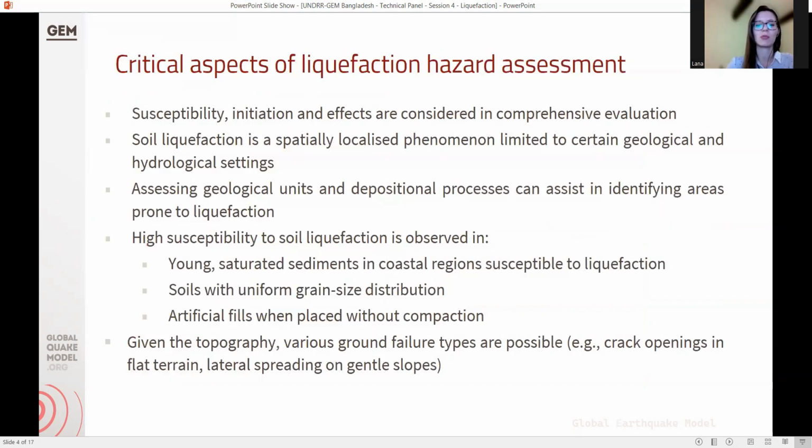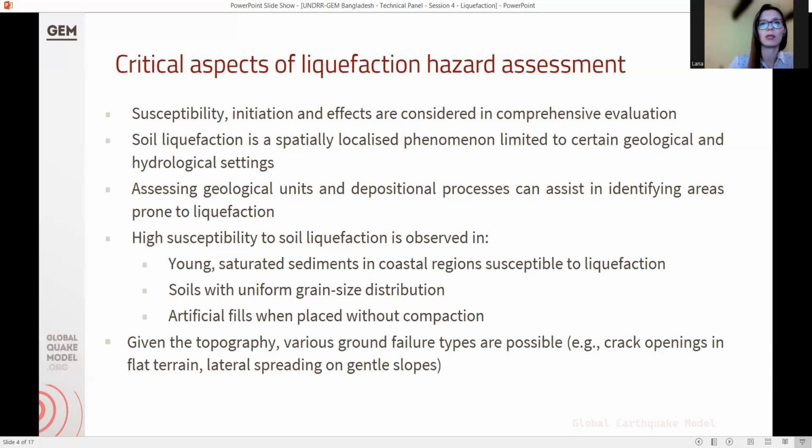Liquefaction hazard assessment requires us to answer several questions, and we start with whether soil is susceptible to liquefaction occurrence or not. If yes, what is the level of shaking, ground amplitude and duration that would lead to the transition of soil state from solid to liquid? And once liquefaction occurs, how severe are the consequences?